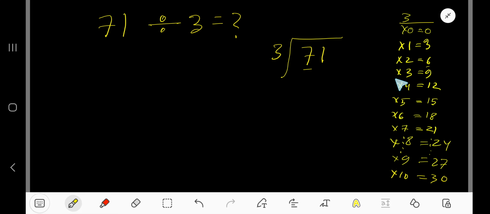3 goes into 7 how many times? 3 times 3 is 9, which is greater, so 2 times. 2 times 3 is 6, subtract, 1, bring down this 1.